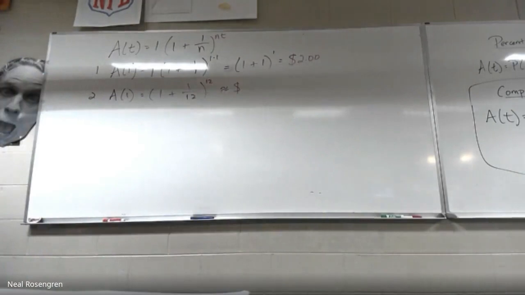Like, does it go up to like 3 and 5 and then 10? Is this going to just keep getting bigger and bigger? Can I turn $1 into $100 just by increasing how often I get paid? What do you get? 1 plus 1 over 12 to the 12.